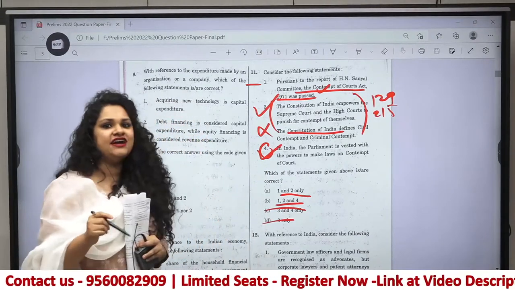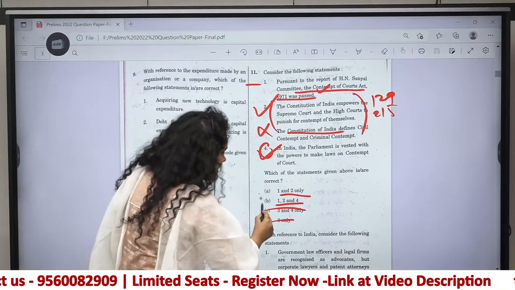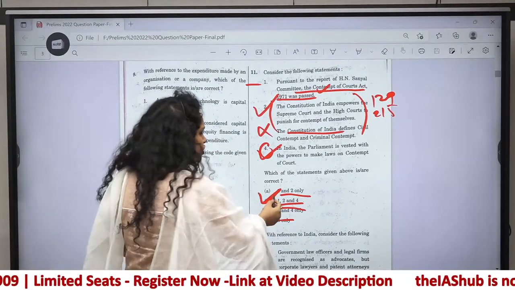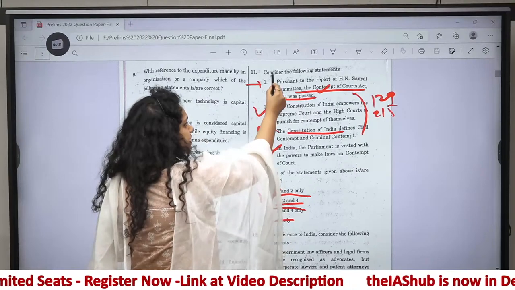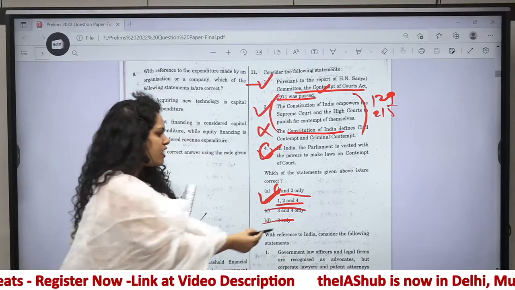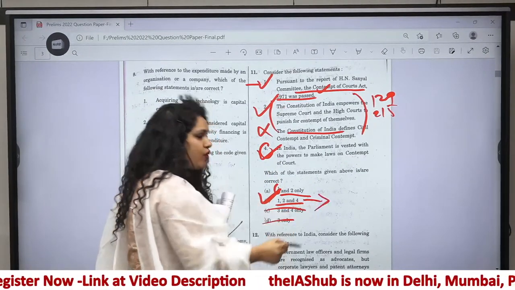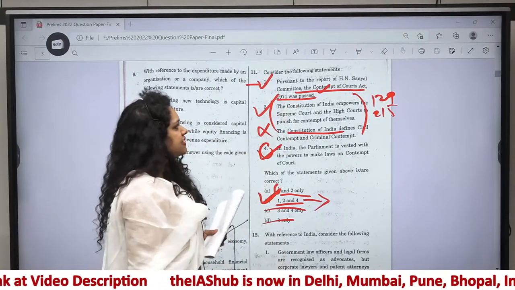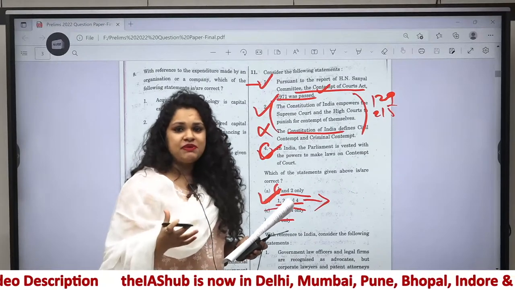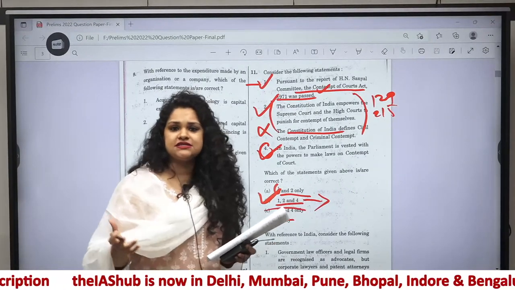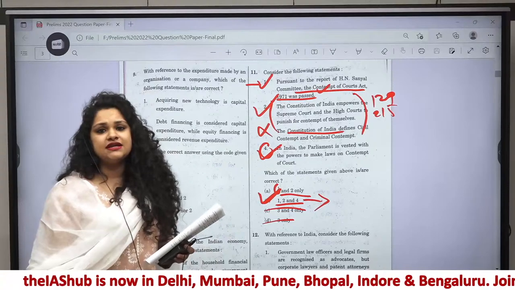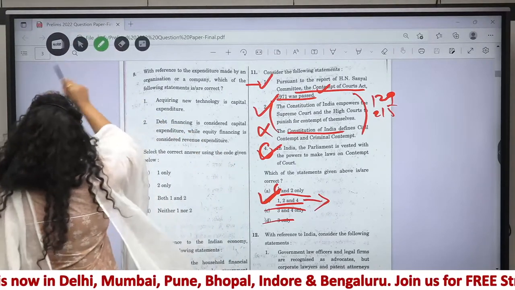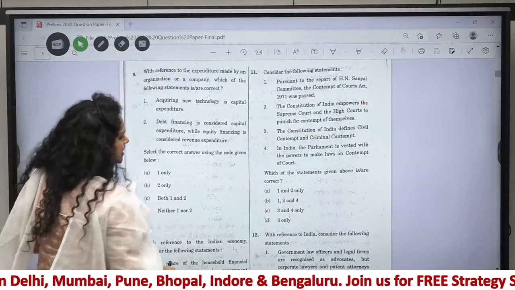We have 2 and 4 as correct answers. Here, the only option that gives us both of these is 1, 2, and 4. So automatically, if you don't know one, then you can work with elimination and whatever you know about the act or the term. Pursuant to a report of H.N. Sanyal, this act was passed. The committee was set up in 1961. It gave its report in 1963, and that is how the Contempt of Court Act was finally brought into being. So the answer is B.